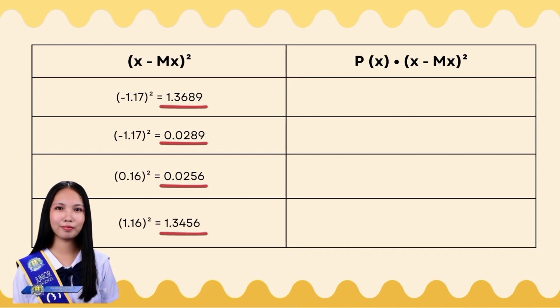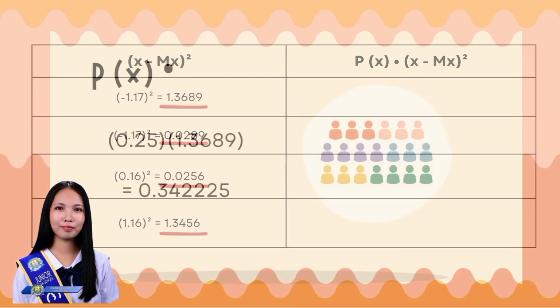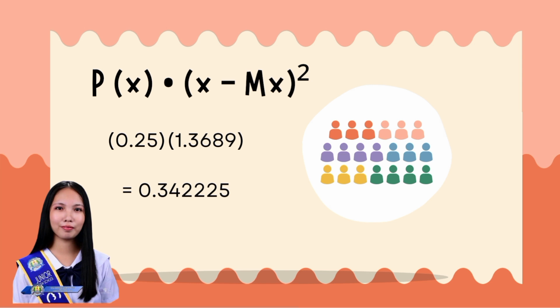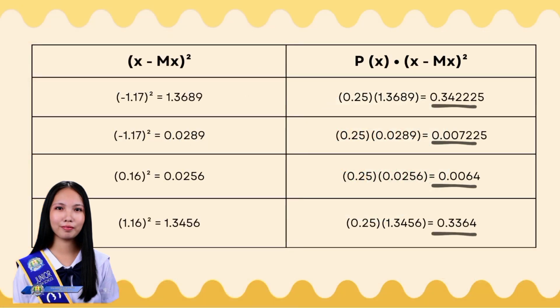Then, P(x bar) multiplied by x bar minus mu x bar squared. Here, we will just have to multiply the probability with the answer in the previous column. Let's again take the first one as an example. The probability is 0.25 and the first answer in the previous column is 1.3689. So we will multiply the two of them and we have the product of 0.342225. We have to do the same with the rest. So now we have the other products of 0.007225, 0.0064, and 0.3364.